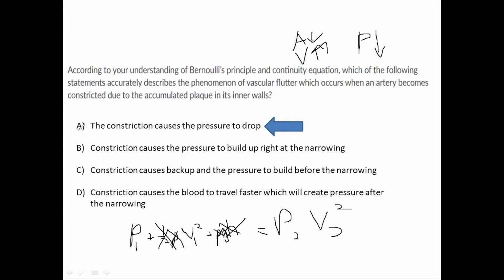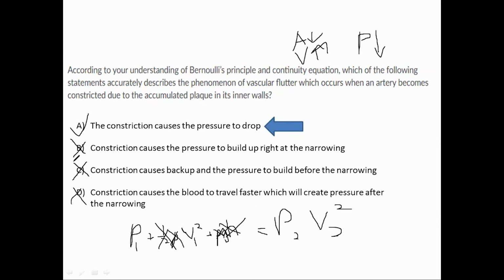Let's look at the answer choices. So A, the constriction causes the pressure drop. Yes. Constriction causes the pressure build right before the narrowing? Not necessarily true, right? The pressure right at the narrowing, that's obviously not true. Before the narrowing, nothing would really change based on the continuity equation and Bernoulli's principle. Nothing would change right before or right after the narrowing.